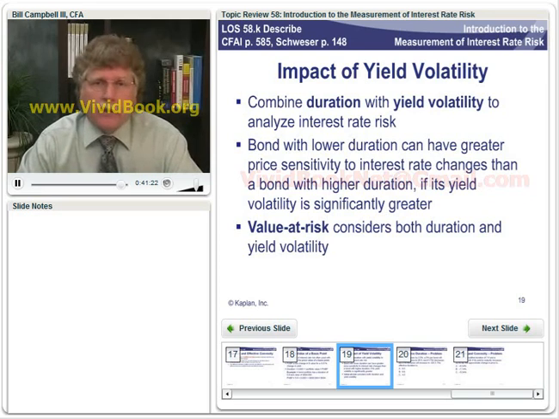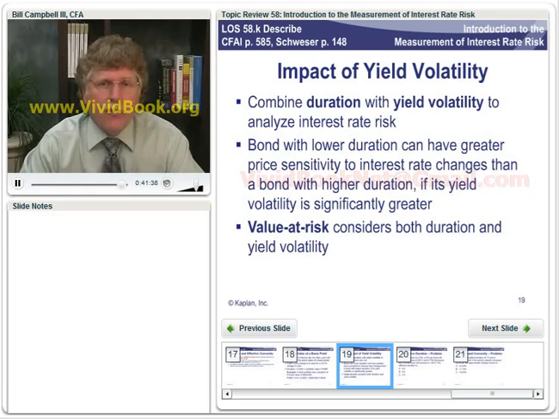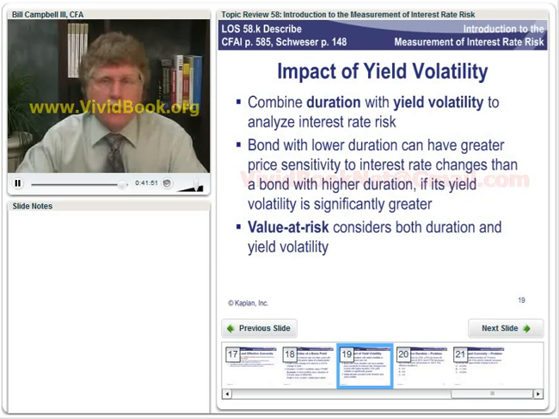Value at risk. This is a concept you're going to see in other areas of the curriculum. You're going to see it at this level, at level 2 and at level 3. This considers both duration and yield volatility. It's a calculation of how much we can lose in dollars over a period of time depending on what our duration is and what the interest rate volatility is. So value at risk combines the two.